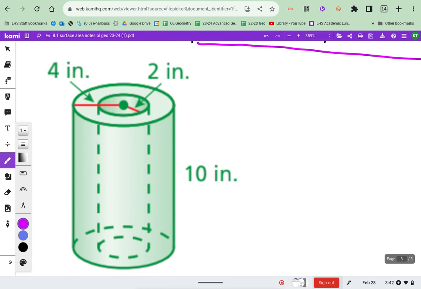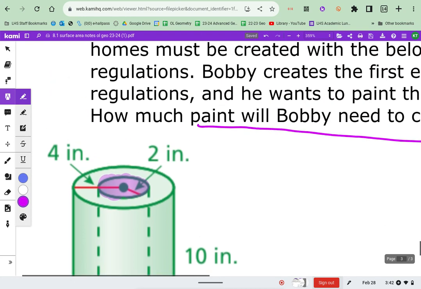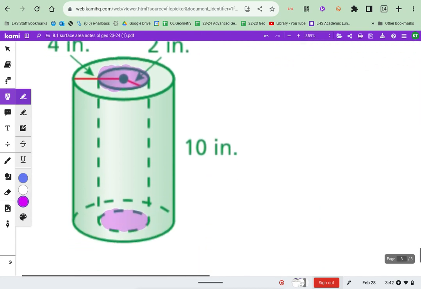Or what will we not paint? Think about it this way. Well, 'cause 2 and then 2 on the bottom, right? So we're not going to paint this piece right here, because that's a hole. That's air. Or we're not going to paint this bit, because that's also a hole. That's air. Would they paint inside? Well, they're just painting the outside of the pipe, not the inside of the pipe.